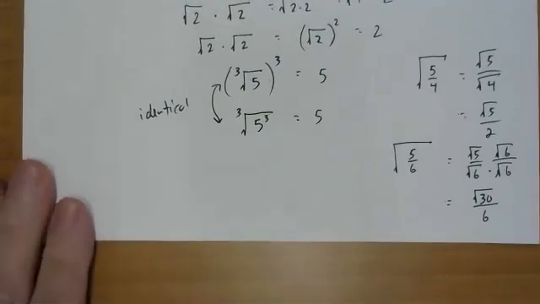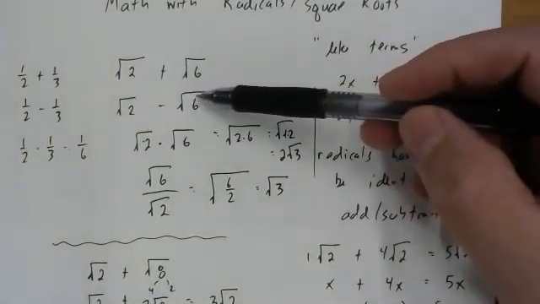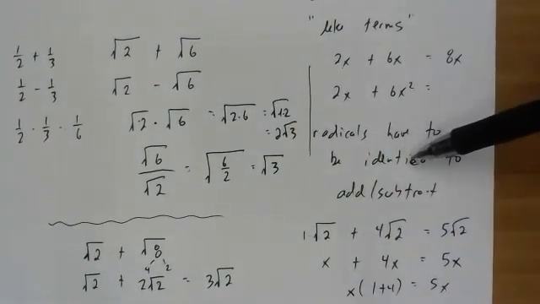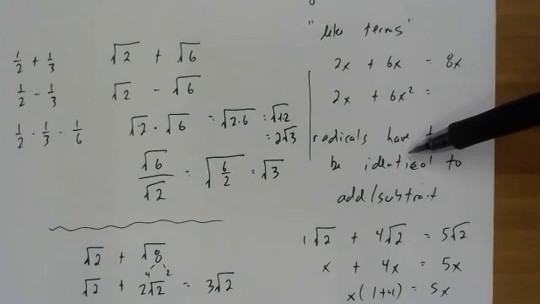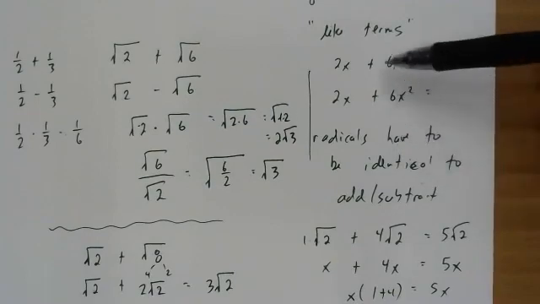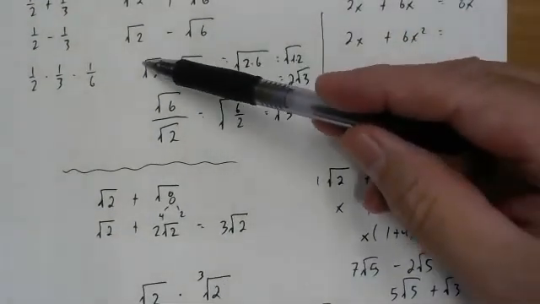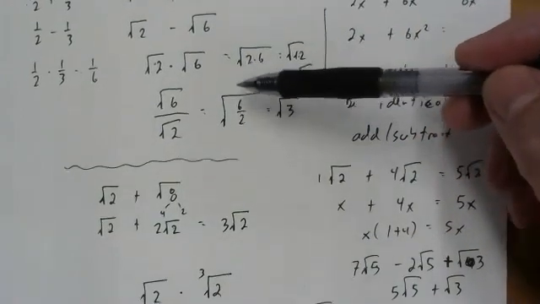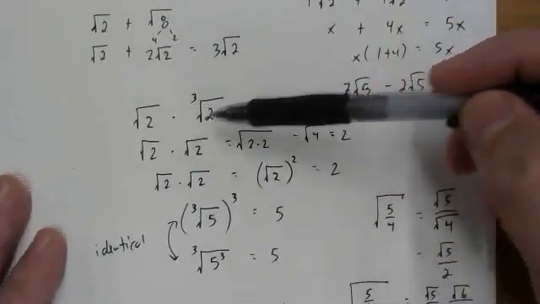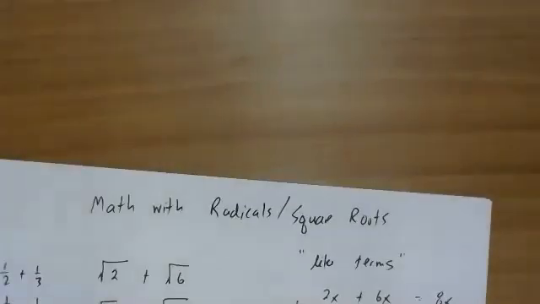All right, so quick review, then we'll do a few examples. Adding, subtracting radicals. Radicals have to be identical, which means the roots and the stuff under the radical have to be exactly the same. If that's true, then we can add or subtract them. Multiplying, dividing, if the roots are the same, you can combine them, you can multiply them, or you can divide them. If the roots are not the same, you can't do anything. So I made up some examples of some of these principles.